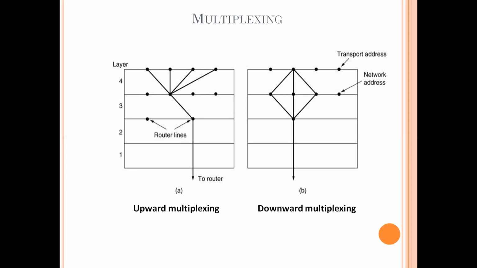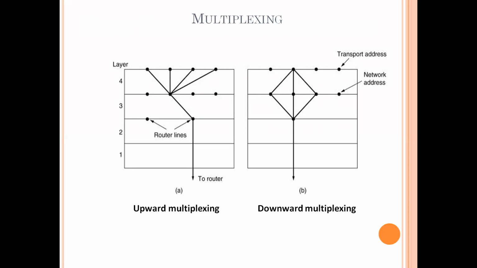If only one network address is available on a host, all transport connections on that machine have to use it. When data comes in, some way is needed to tell which process to give it to. In this situation, we are using upward multiplexing.